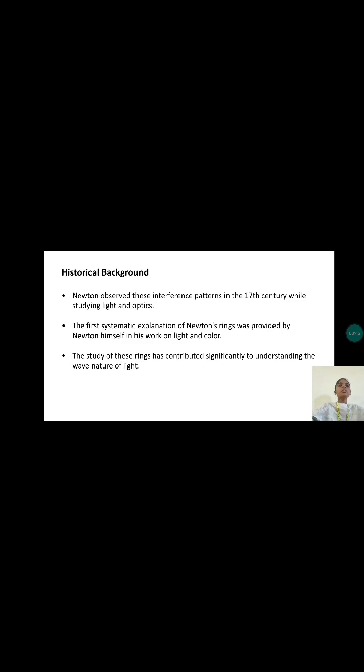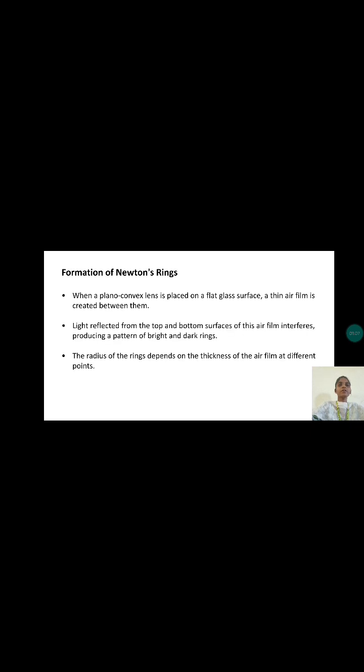Historical background. Newton observed this interference pattern in the 17th century while studying light and optics. The first systematic explanation of Newton's rings was provided by Newton himself in his work on light and color. The study of these rings has contributed significantly to understanding the wave nature of light.